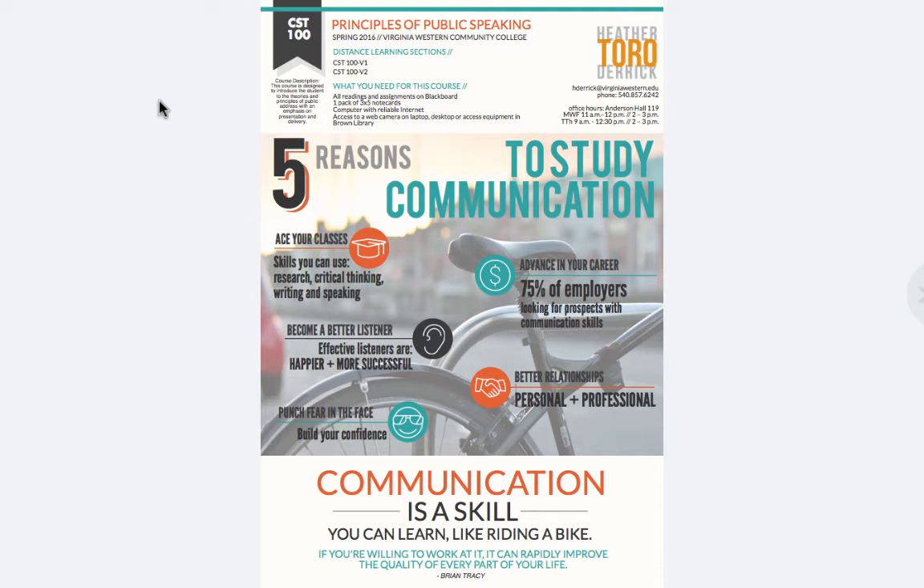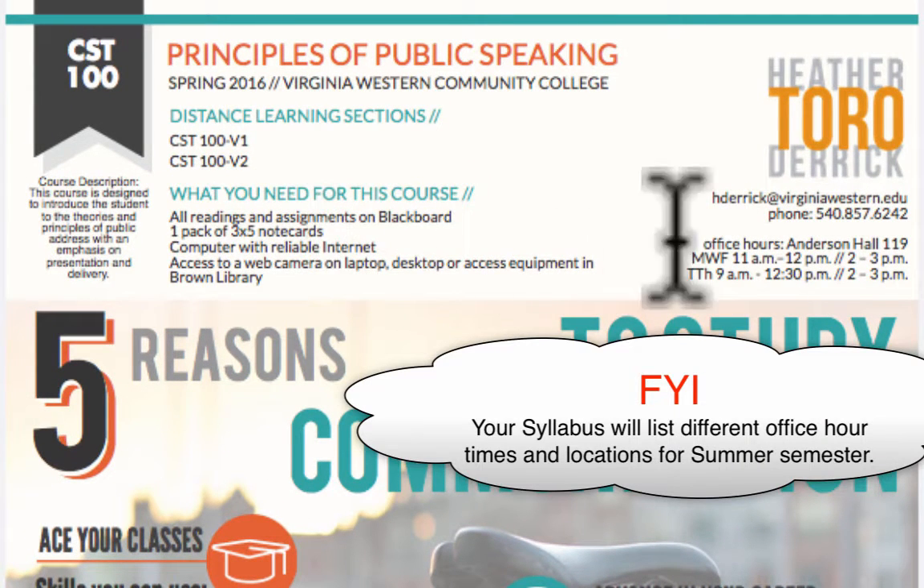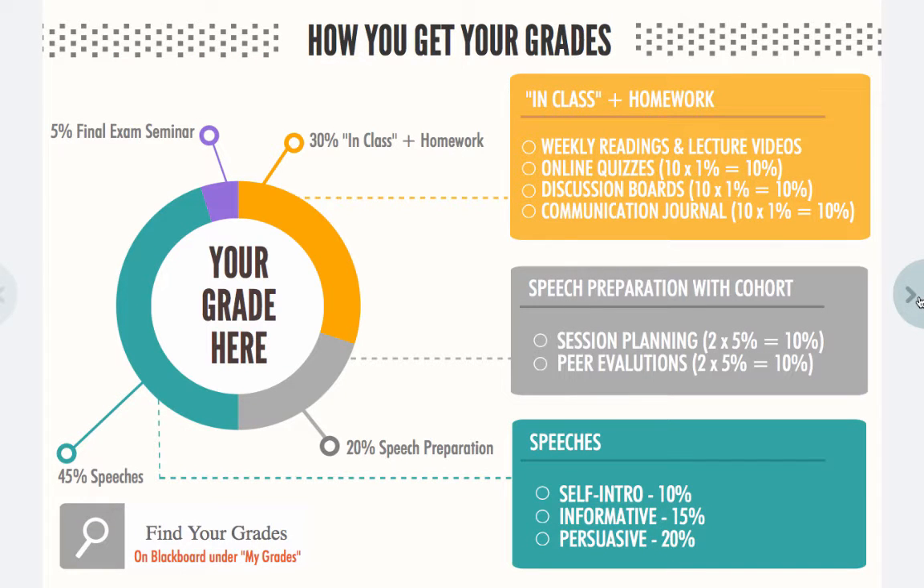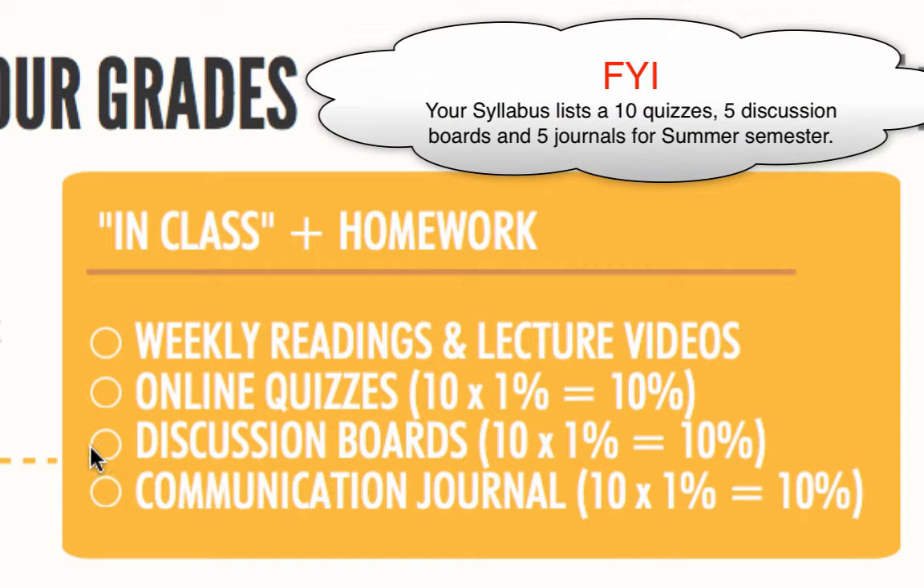All right, so let's take a look at this syllabus piece by piece and start up here at the top, which of course gives you some general information, some of the things that you need for this course, as well as my contact information and office hours. Now let's jump into how you get your grades. Basically there are 4 sections, and let's start with this first 30%, the in-class plus homework stuff. That includes the lecture videos you'll watch each week as well as the discussion board posts. You will also have weekly readings and an online quiz as well as a communication journal each week. Those activities are really considered your homework time.